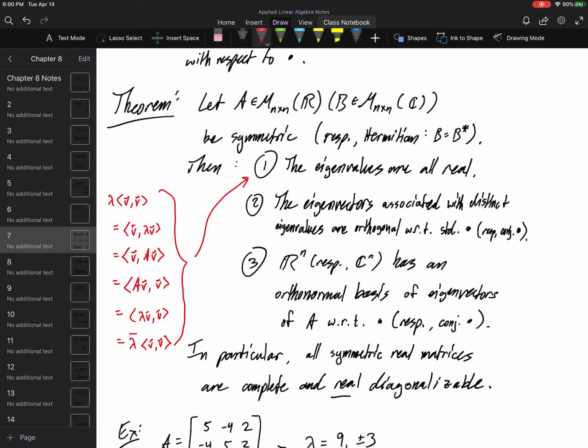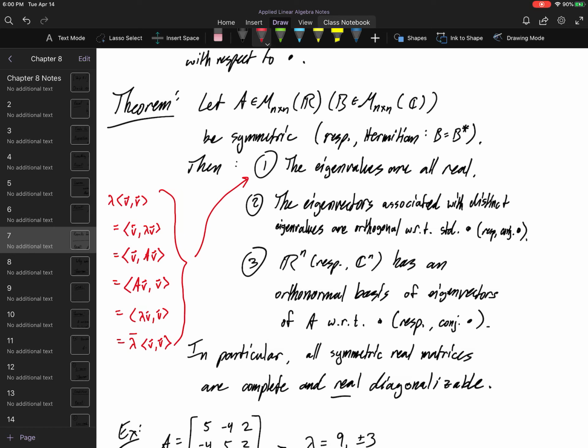So not only do we get real eigenvalues, but the eigenvectors associated with distinct eigenvalues, remember those are linearly independent by our lemma in the previous video, but more to the point, these eigenvectors coming from distinct eigenspaces are orthogonal with respect to the standard dot product. And if you're using complex vector spaces, you're going to have to use the conjugate dot product.